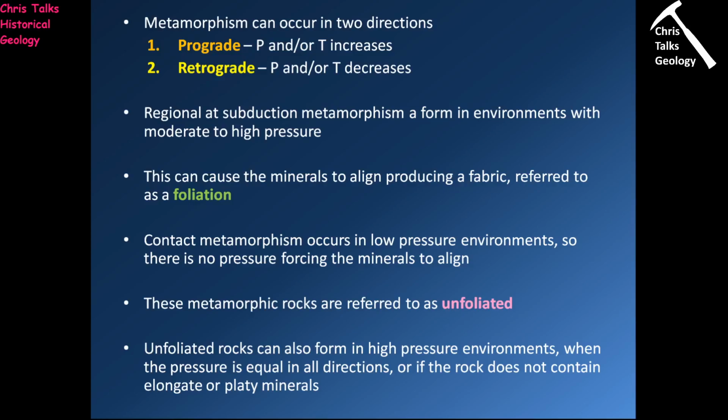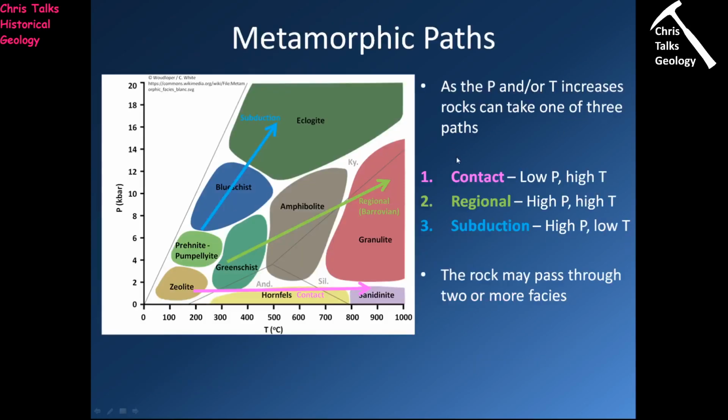Now, you can also get unfoliated metamorphic rocks under very high pressures. So if we just go back here for a second, here we have eclogites right at the top there. So very, very high pressures and very, very high temperatures. Now in that situation, they're forming in the mantle. And in the mantle, the pressure is equal in all directions. So that essentially means because the pressure is equal in all directions, the minerals can't align.